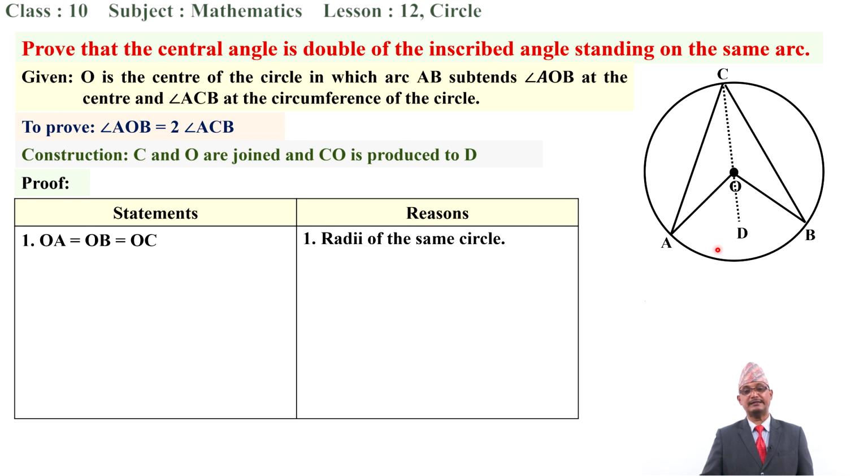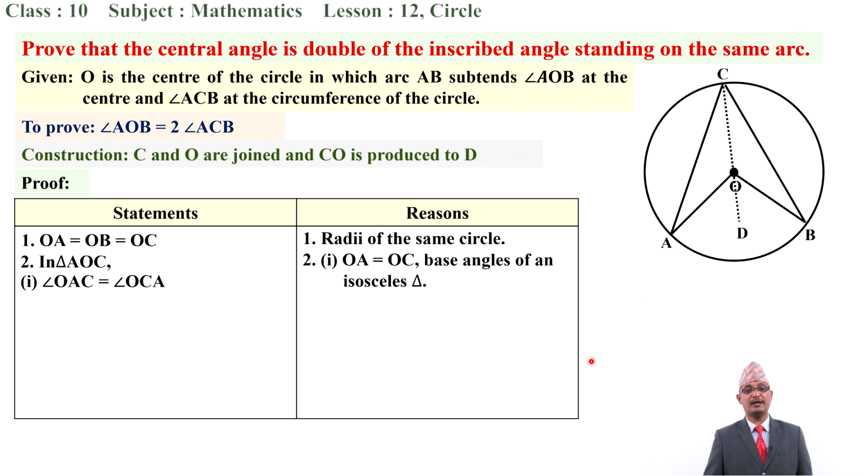What do you mean by base angles? Angles that are opposite to equal sides. OA and OC are equal sides. Which angle is opposite to side OC? Angle OAC. Similarly, which angle is opposite to side OA? Angle OCA. So angle OCA and angle OAC are base angles. So in triangle AOC, angle OAC equals angle OCA. Why are these two angles equal? Because they are base angles of an isosceles triangle. We have already proved in statement 1 that OA equals OC, so OAC and OCA are base angles of an isosceles triangle.